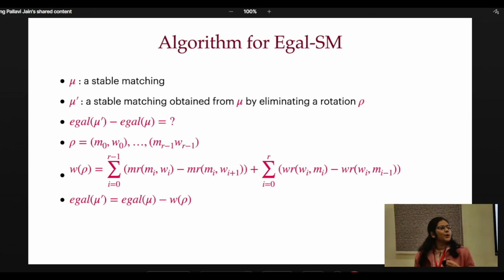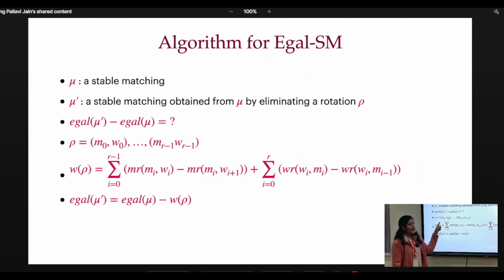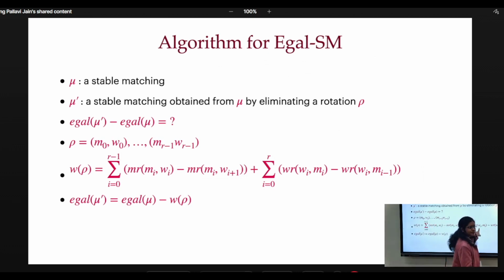Exactly, right. So whoever is involved in rotation, we are asking what is the change in the value, because currently Mi is matched with Wi, that is why this is a pair in the rotation, and after eliminating the rotation it is going to be Mi matched with Wi plus 1. So Mi's partner is changed from Wi to Wi plus 1, and what is the change in cost because of this?